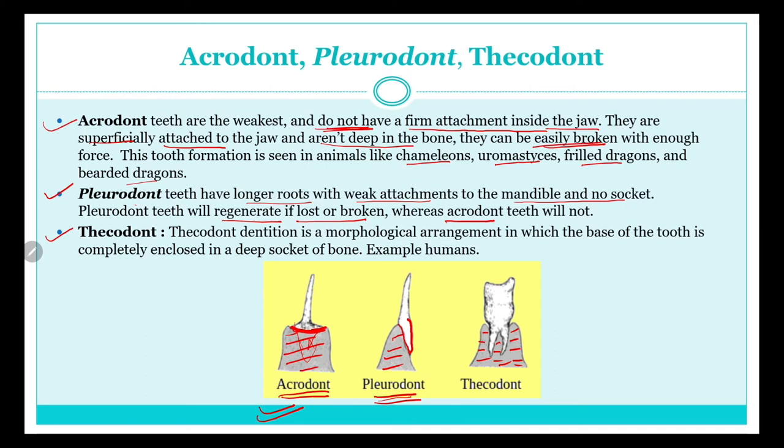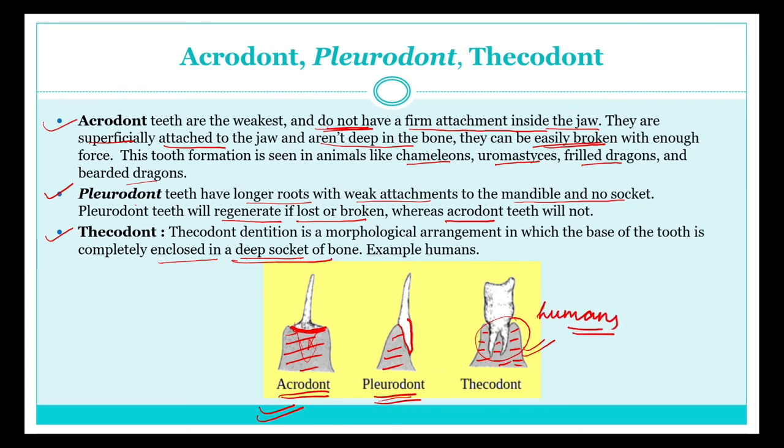Then comes thecodont. Thecodont is a morphological arrangement in which the base of the teeth is completely enclosed in a deep socket of bone. Here you can see the root area is completely enclosed or embedded in the bony socket. So this happens in the case of humans. So humans have a thecodont dentition.